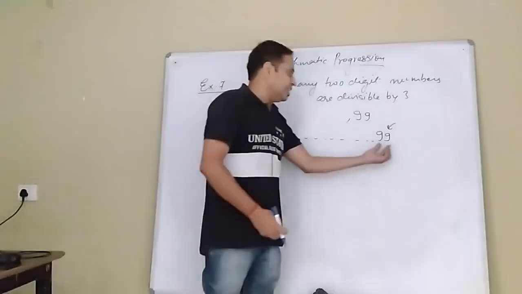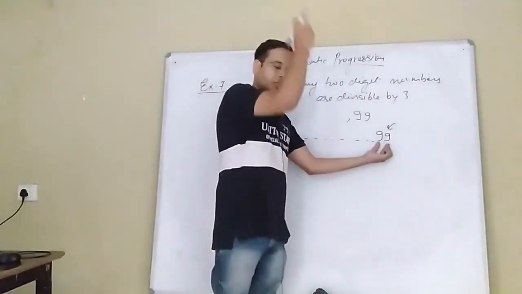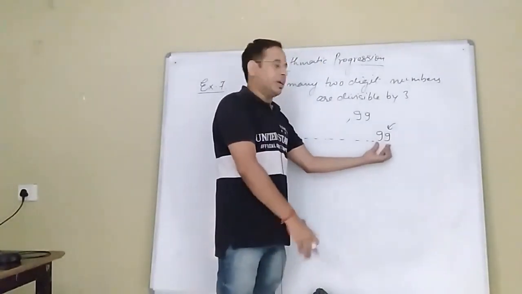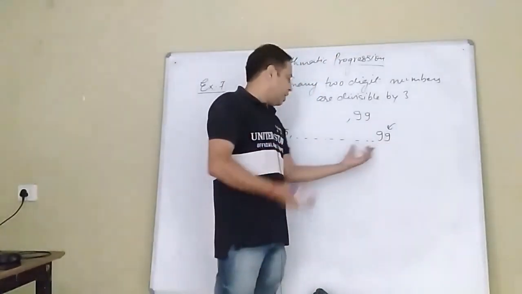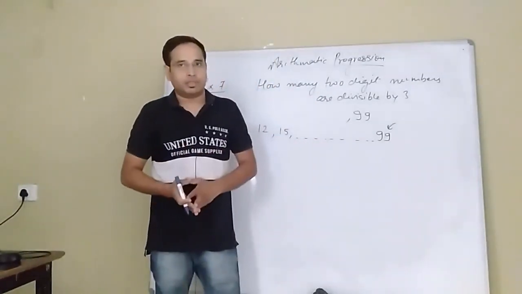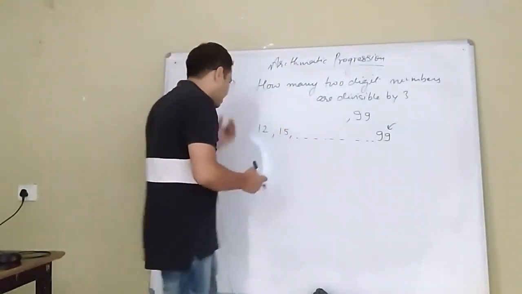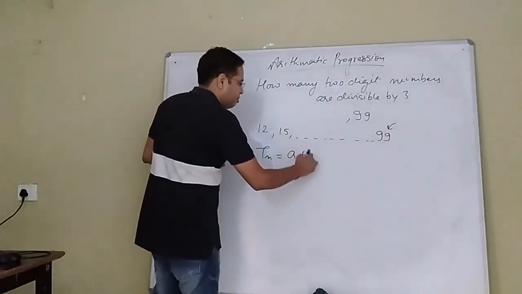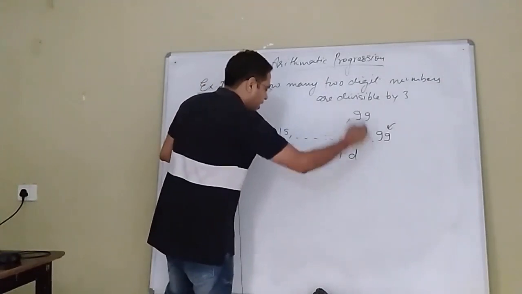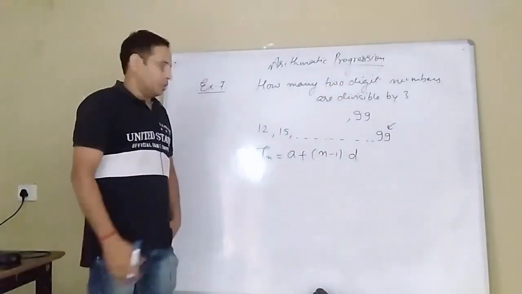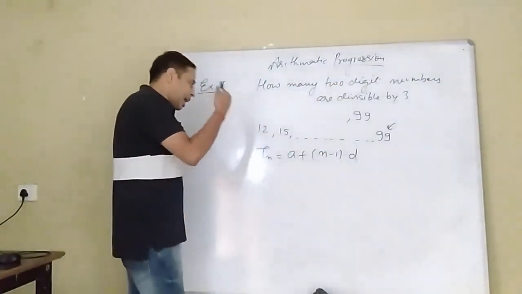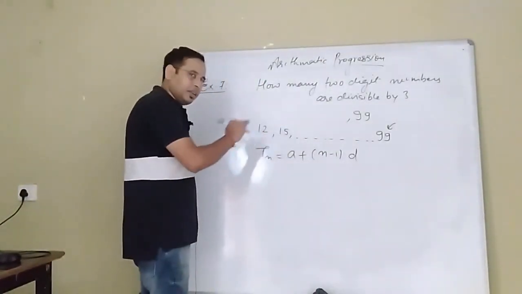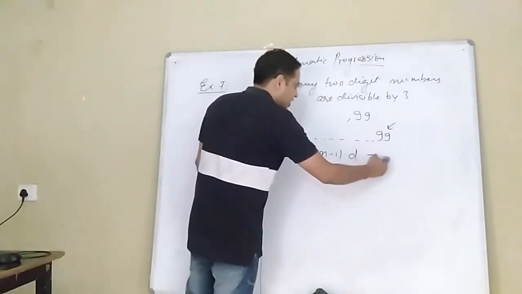If we find out which term of this AP 99 is, whether 20th term, 25th term, or 26th term, then we will be able to find out how many 2-digit numbers are divisible by 3. Okay, so let's see. The formula is Tn is equal to a plus n minus 1 into d. Look at the formula, let's apply it. We have supposed that the nth term of this AP is 99. So what is the value of Tn? Tn is equal to 99.